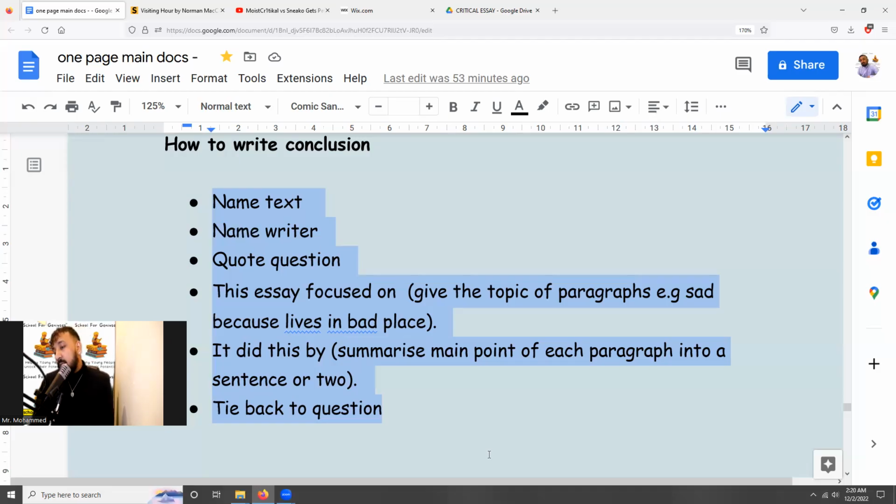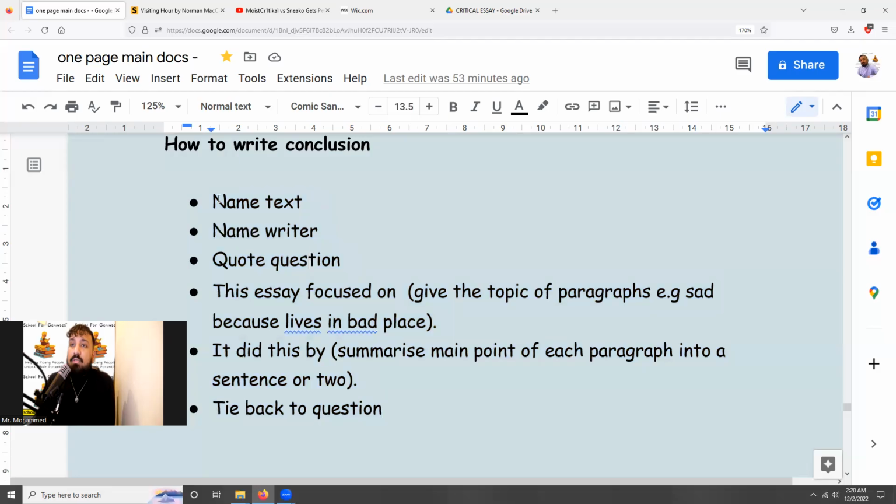So in terms of what to include in the conclusion itself, it's going to start out just like your introduction by naming the text, naming the writer, and again quoting the question. Then, again just like your introduction, it's going to state what the essay was focused on. This would be the specific focus from your plan.